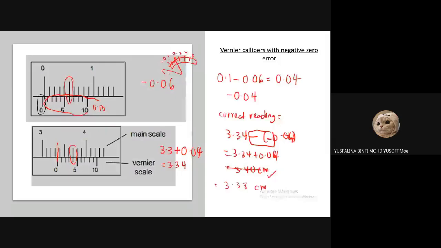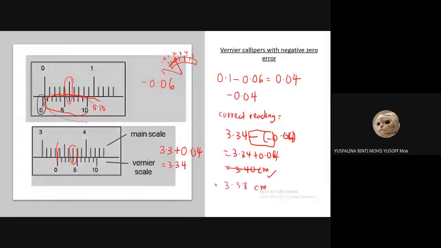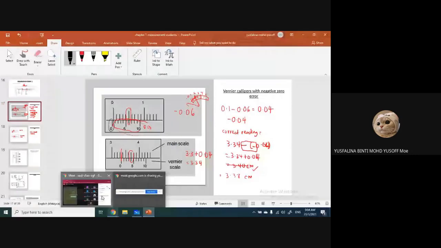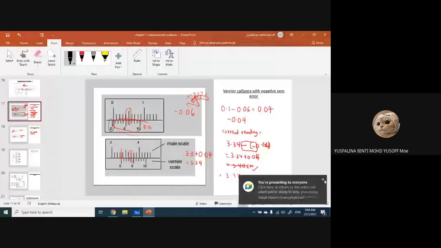But what if the scale is before 0? For the vernier scale, the full scale is 0.1, and you can see the vernier scale has moved forward. So if you want to find the real value, you have to minus first. Is it clear? Yes, teacher. Anything else? Good question. Just ask anything you want to know.